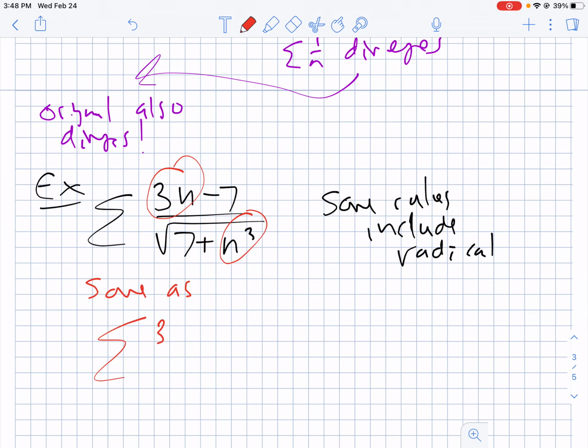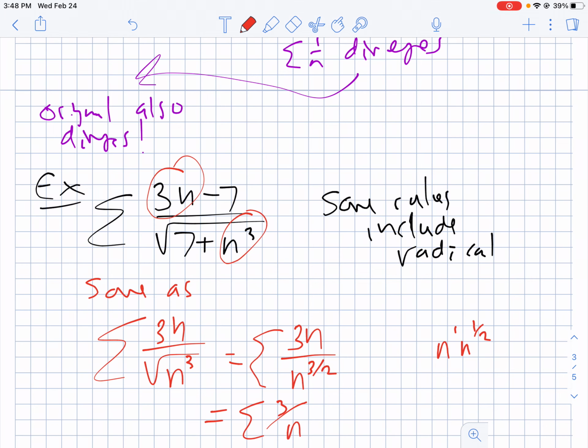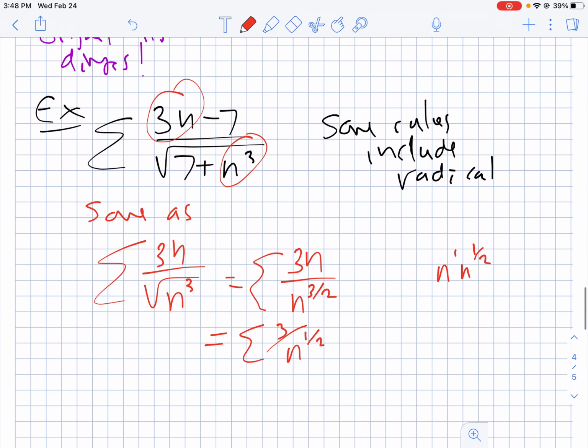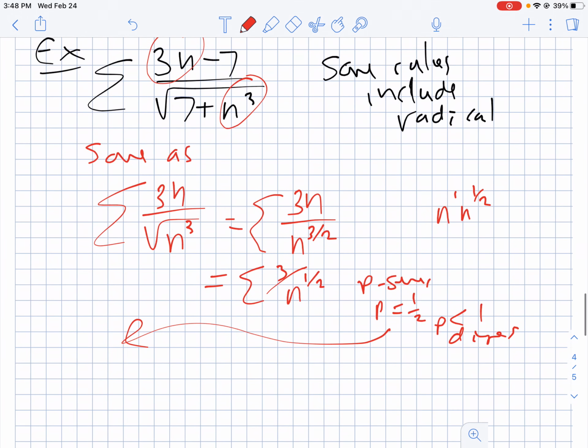This is the same as 3n over the square root of n cubed. So that's the same as 3n over n to the 3/2. I can subtract an n because that's like n to the 1 times n to the 1/2. So this is just the series of 3 over n to the 1/2. Okay, so this is a p-series. My p, of course, is 1/2. That power is less than 1. So of course, if p is less than 1, it diverges, which means the original series must also diverge. Okay, so that's the leading terms test.